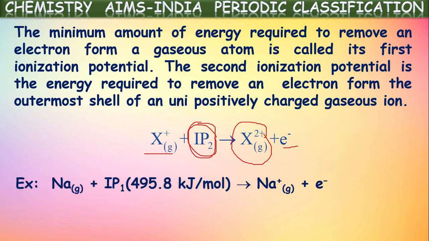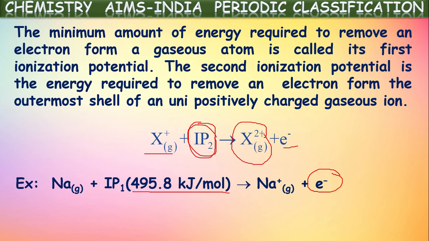For example, if you see sodium, it is a solid metallic substance. First, that sodium atom should be isolated from the remaining sodium atoms, and then it should be converted into the gaseous state. In that gaseous isolated state, if this much amount of energy is given to 1 mole of atoms, then they release 1 electron from each atom. So the first ionization potential for sodium we can say is 495.8 kilojoules per mole.